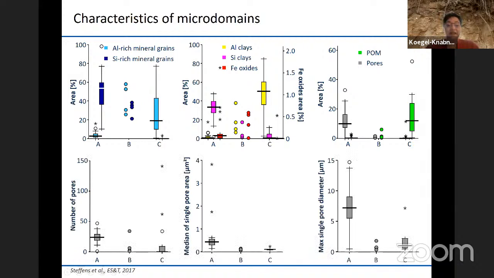particulate organic matter is much more in the C domain. And when we look at the pore system, because this goes in the direction of functionality, we see the number of pores is much higher in these A domains compared to the C domain. Also, the median of the single pore area is larger in A, and the maximum single pore diameter is much higher in the A domain compared to the C domain.